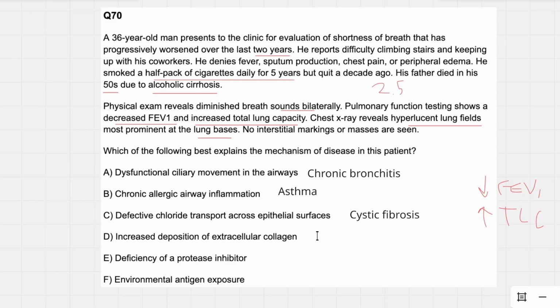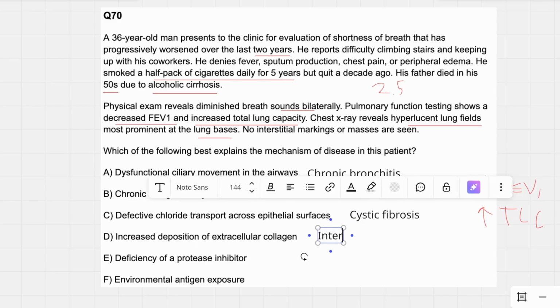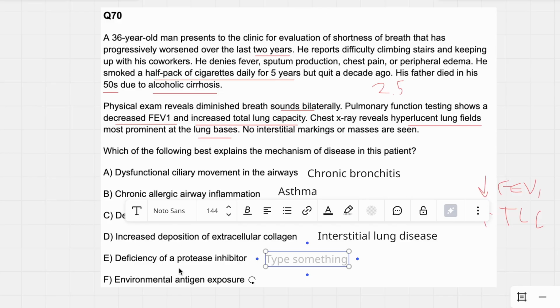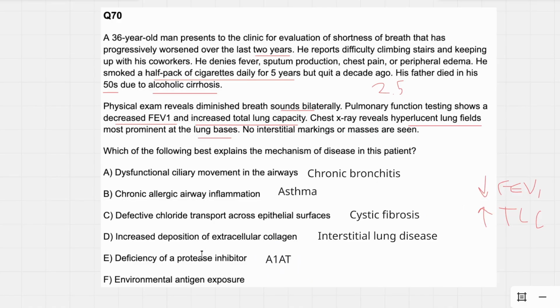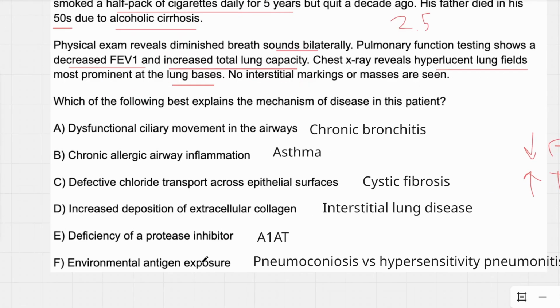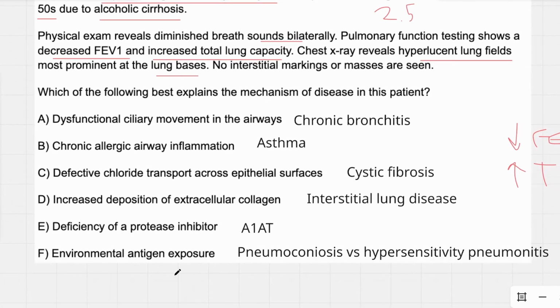Increased deposition of extracellular collagen is an interstitial lung disease. Deficiency of a protease inhibitor is probably referring to alpha-1 antitrypsin deficiency, A1AT. Environmental antigen exposure could be a hypersensitivity pneumonitis if it's an organic antigen, or it could be a pneumoconiosis if it's an inorganic antigen like silica or asbestos. All right, let's get the slashing. Which one of these are not obstructive lung diseases? Let's see how you do here.